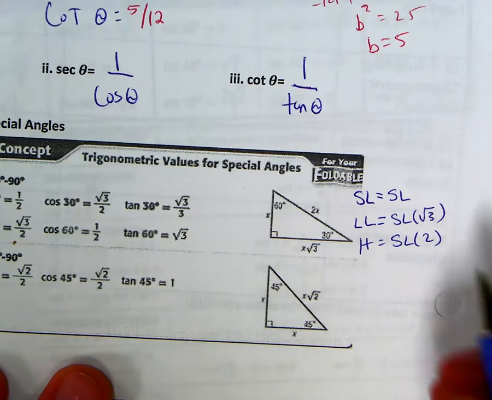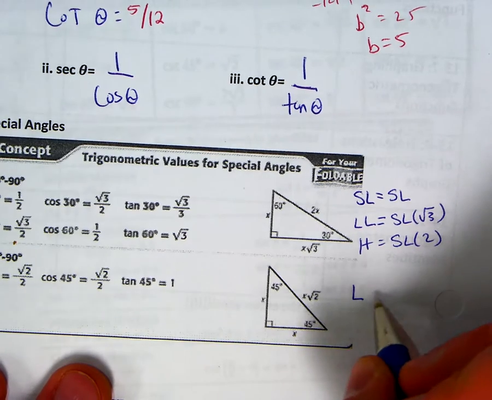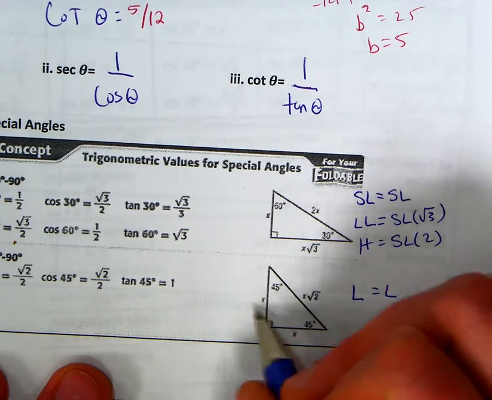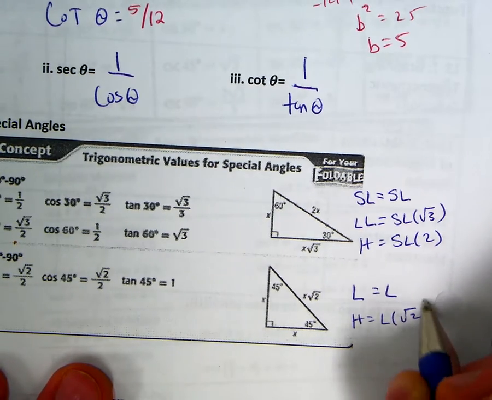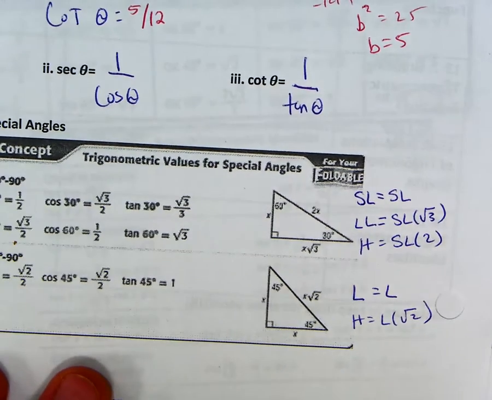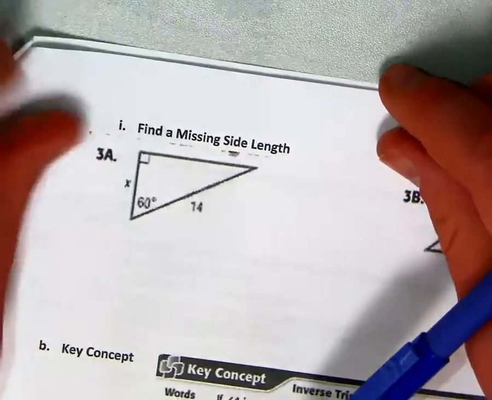For 45-45-90, they're a little bit easier. You just have a leg, which equals itself. That's what the x's are. And then the hypotenuse equals the leg times the square root of 2. All right. So now if we flip the page, we're going to find the missing side lengths.